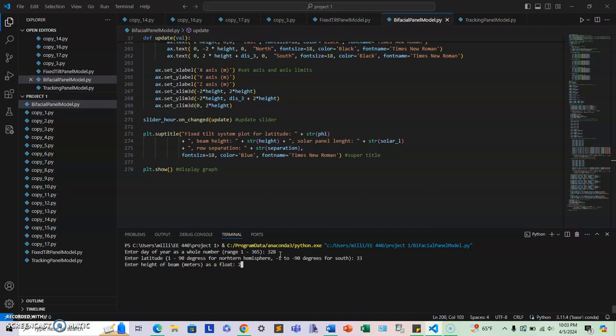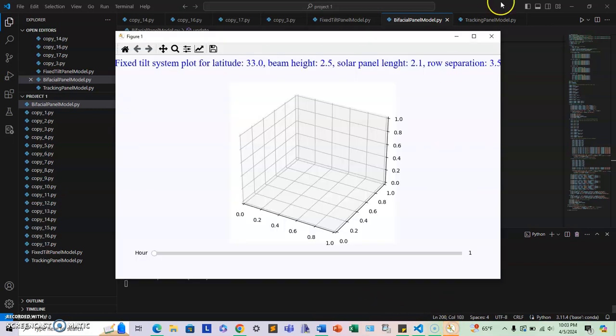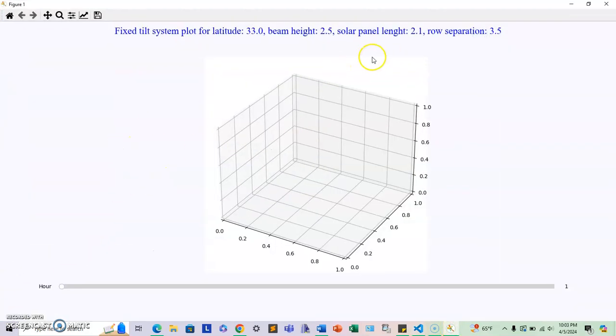Height of the beam, 5, it doesn't have to be 2 meters, it can be more. Length of the solar panel, 2.1 meters. Row separation, 3.5 meters. Okay. After we create the executable, it's going to create this space for us.